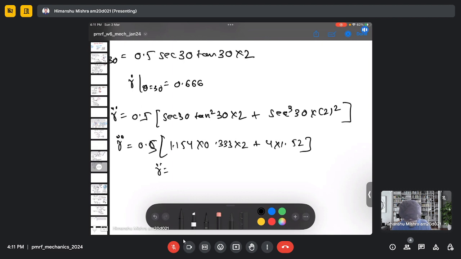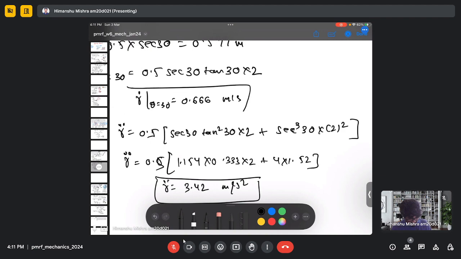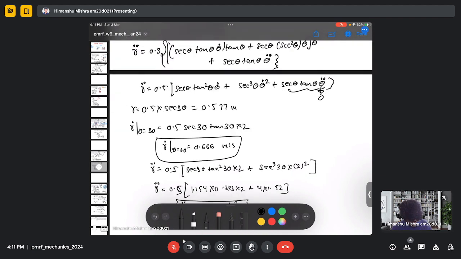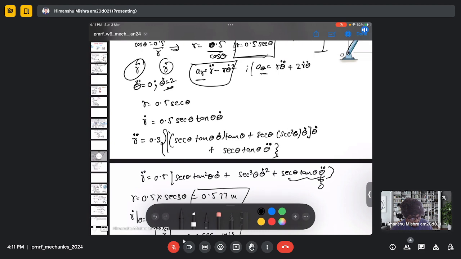Your R double dot will be 3.42 meter per second square. So we identify R double dot, R dot, and R. And now we can plug these values into the components of acceleration here.